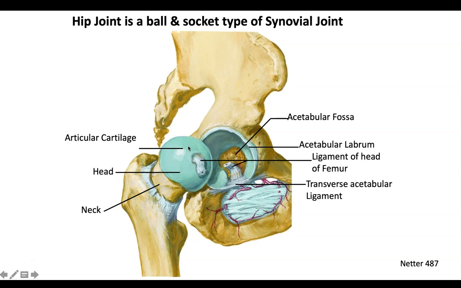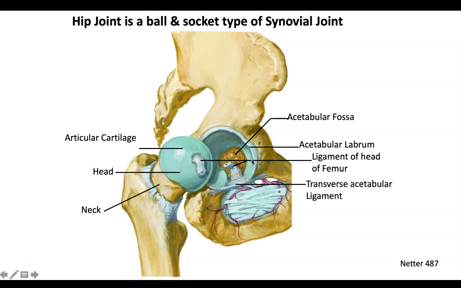The rounded head of the femur is covered by articular cartilage, except for a central pit, or fovea of the head of the femur, which gives attachment to a small ligament, the ligament of the head of the femur. The rest of the articular surface of the head of the femur is smooth.